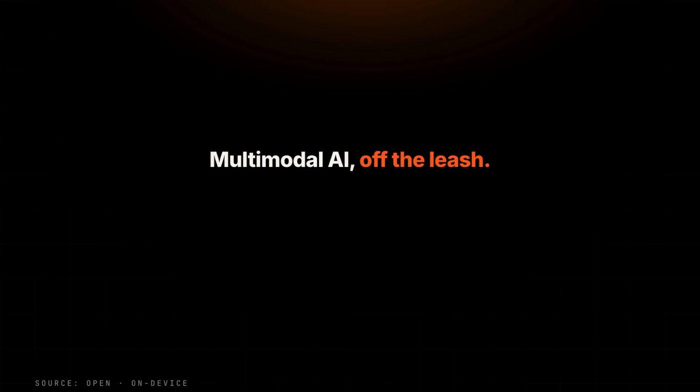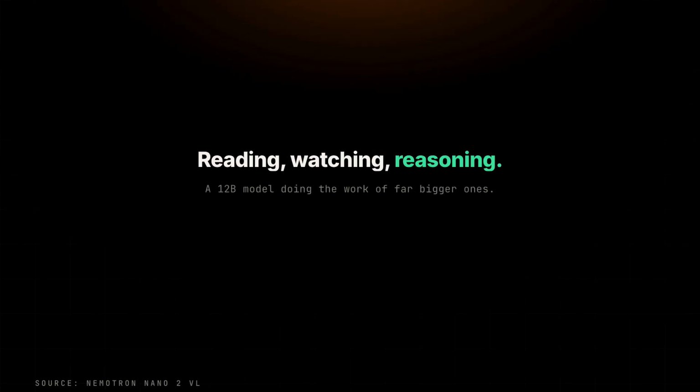Still, the direction of travel here is clear. Multimodal AI is coming off the leash. Open weights mean it can run on your hardware, on your terms, with nothing phoning home. For regulated data that can't leave the building, that is the entire game. Reading, watching, and reasoning, all from a 12 billion parameter model that quietly does the work of systems many times its size. That is the real shift.